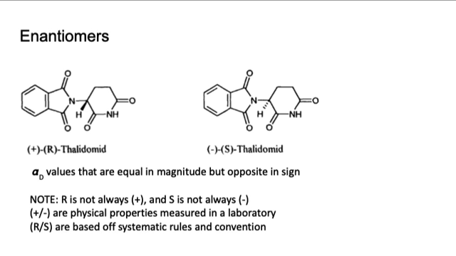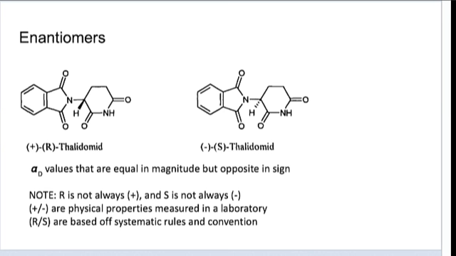It's important to keep in mind here that R is not always going to correlate with plus, and S is not always going to correlate with minus. The plus and minus designations are physical properties that are measured in the laboratory, whereas R and S are based off of convention. Okay, so the only thing left to consider here is what are we talking about when we use the term racemic mixture? And another word that means the same thing is a racemate.